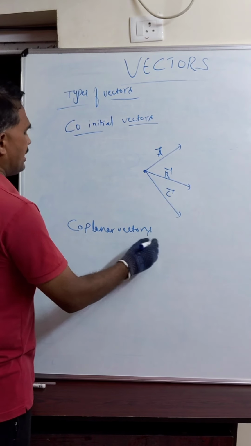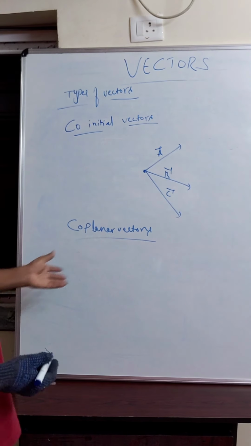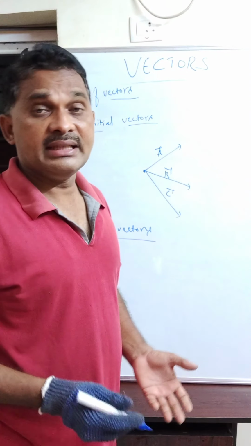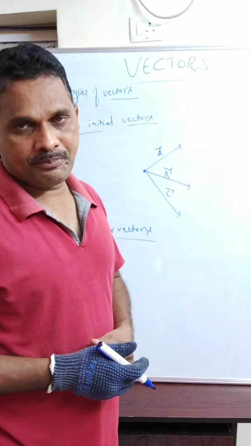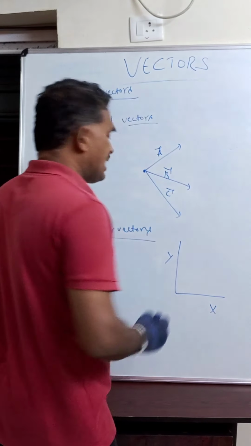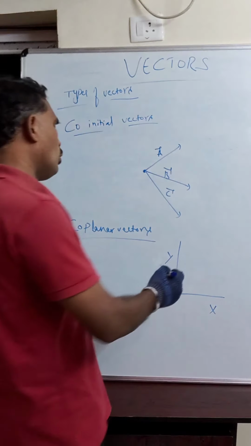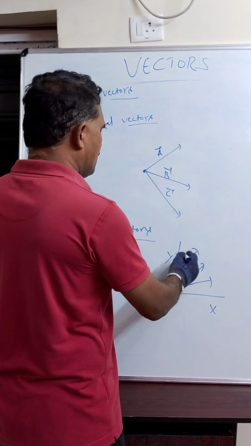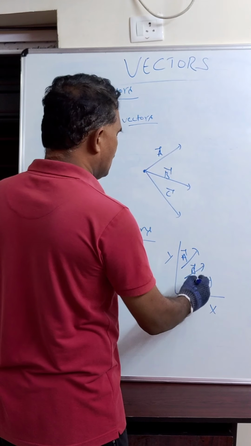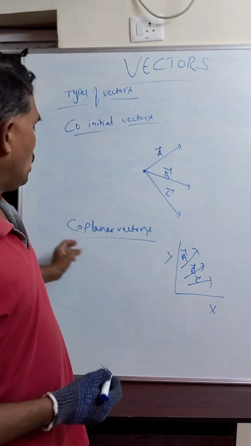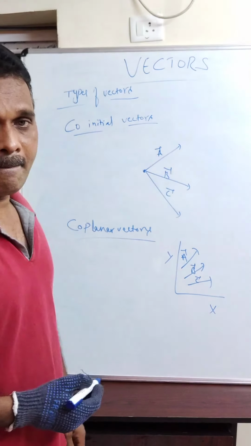So next one is coplanar vectors. Again, the name suggests what these vectors are. If two or more vectors are in the same plane, suppose this is an xy plane, all these vectors a bar, b bar and c bar are called coplanar vectors.